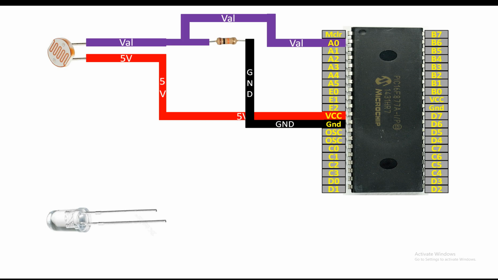Now guys, let's get to the LED. As you can see, LED has 2 pins as well. One is longer and one is shorter. Remember that the shorter pin of the LED is always the ground. You cannot shuffle these 2 pins at all. Shorter is the ground, longer is the 5 volt.